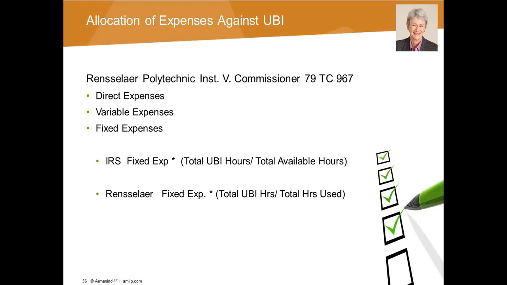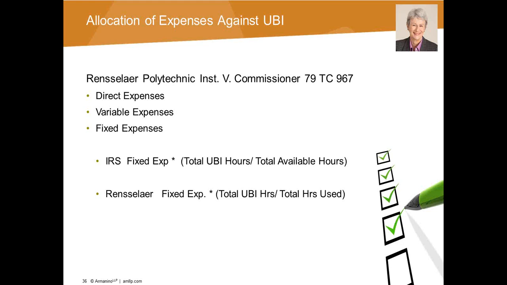Rensselaer, the taxpayer, said, no, we think that it should be fixed expenses multiplied by, yes, total UBI hours, but we think it should be divided by the total hours used, not total hours available. And so what happened is that Rensselaer prevailed, and the allocation of fixed expenses that Rensselaer wanted was higher than the allocation that the IRS wanted.